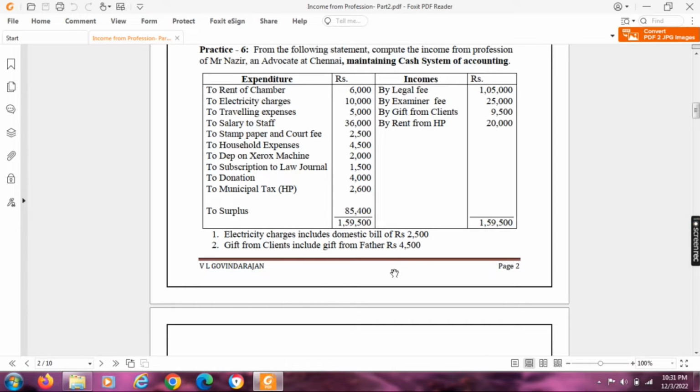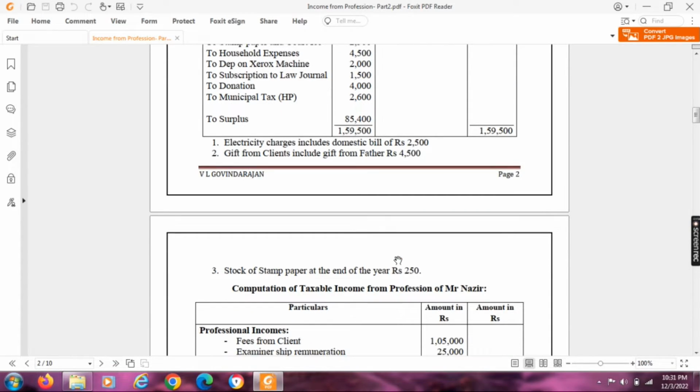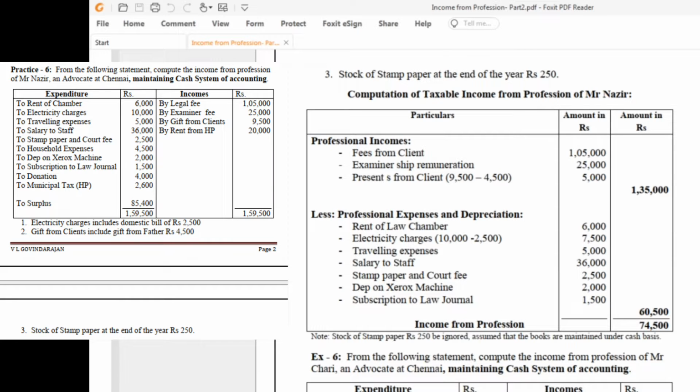Income side: legal fee, examiner fee, gift from client, rent from house property. Here, legal fee 1 lakh 5,000 is professional income. Examinership fee: the examinership remuneration is taxable under income from profession, 25,000. Next, gift from client 9,500. Here, the adjustment: the gift includes a gift from father 4,500. So we have to take only the gift from client. So 9,500 minus 4,500 from father, balance 5,000 is the gift from client. So total professional income is 1,35,000.